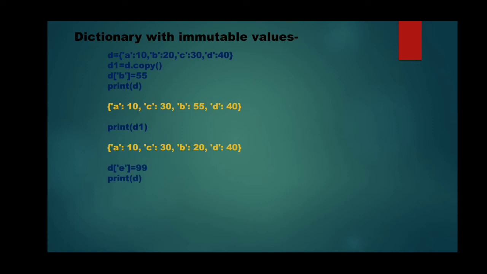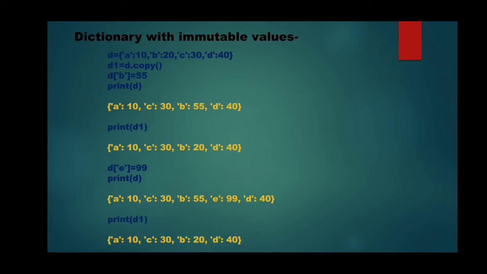Okay. See another example. I have added a new key value pair to the dictionary, to the main copy. And when I have displayed it, see, the key value pair is inserted over here. But when I have displayed D1, this pair is not added to the dictionary. The only reason is that the values are immutable.